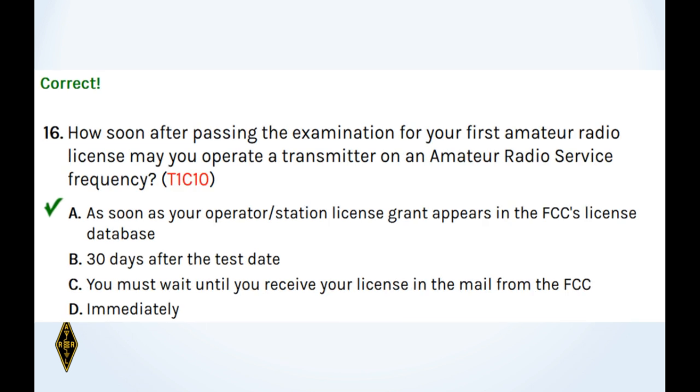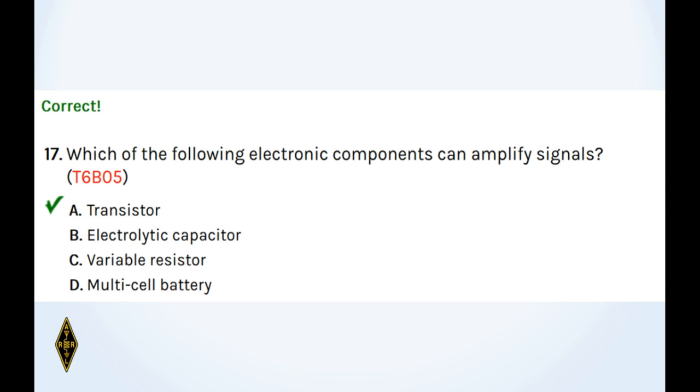And 16, how soon after passing the exam may you operate a transmitter? As soon as your operator station license grant appears in the database. The database rules. No longer do you get anything in the mail. And which of the following electronic components can amplify signals? We said in the previous test, a transistor has gain. It can amplify. So again, 17A, a transistor.